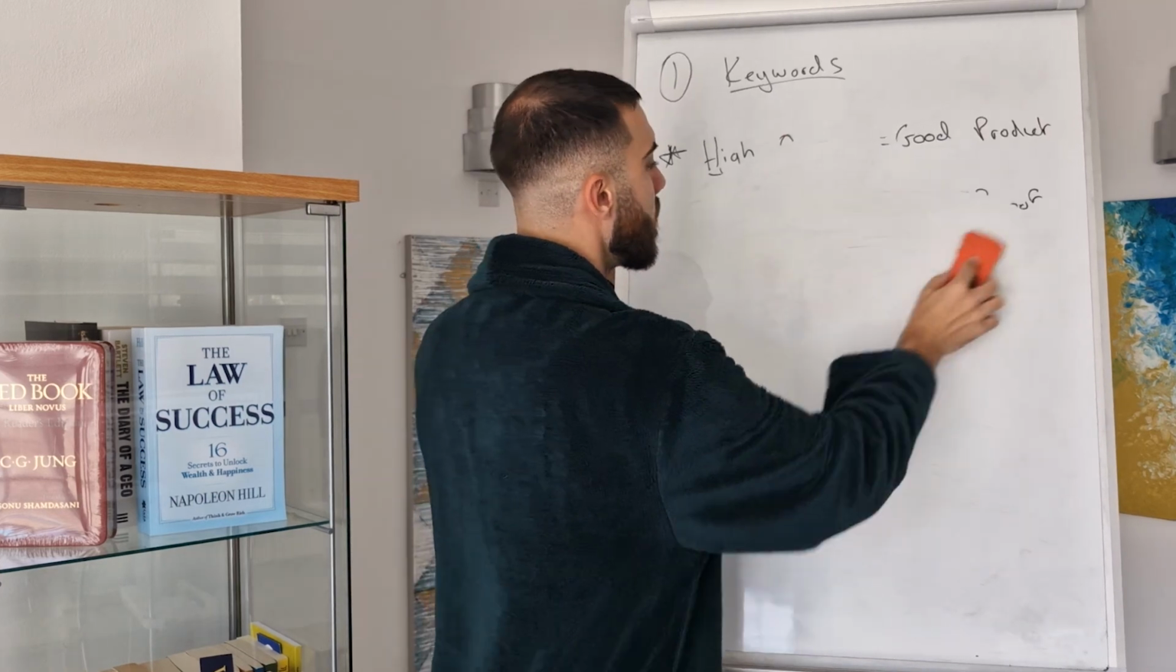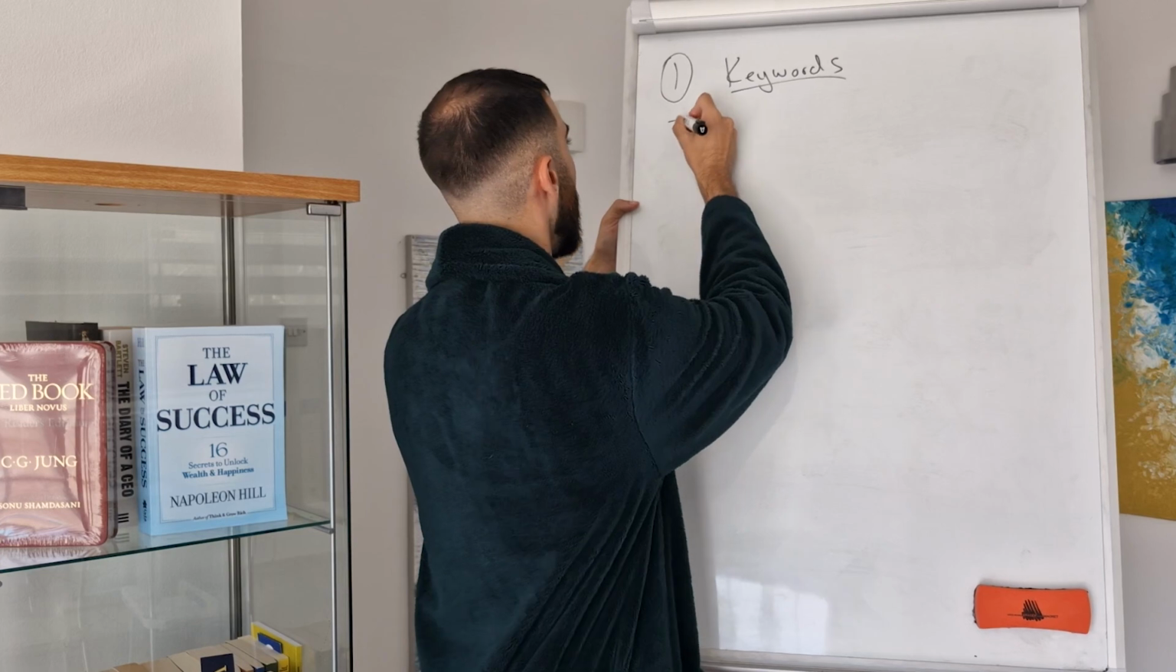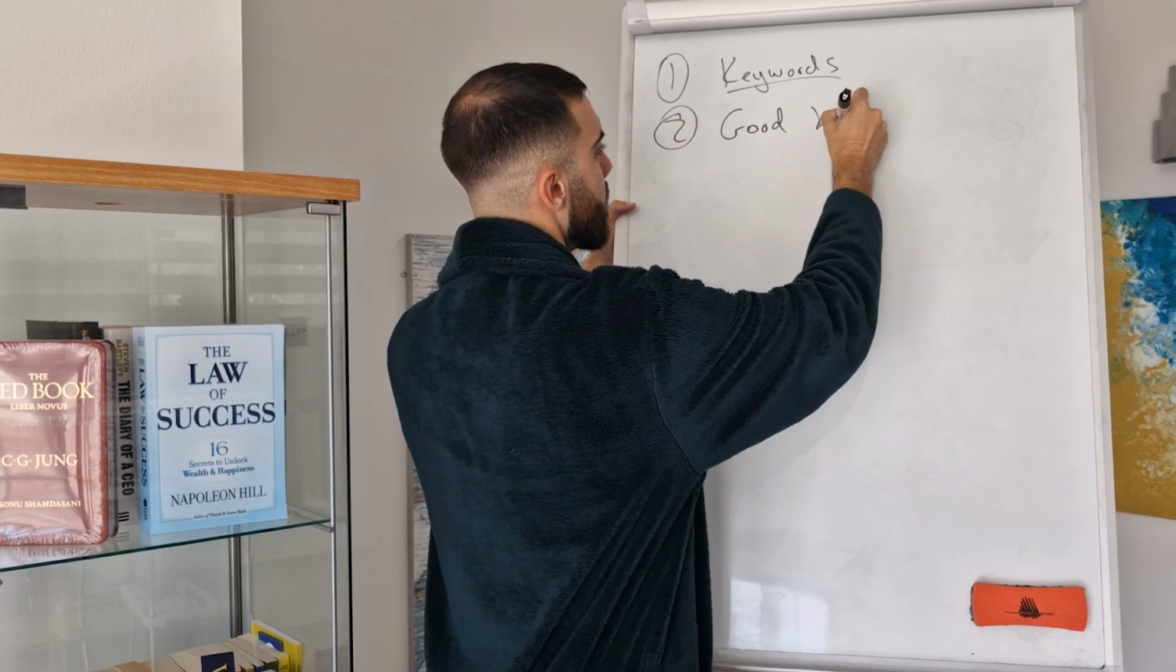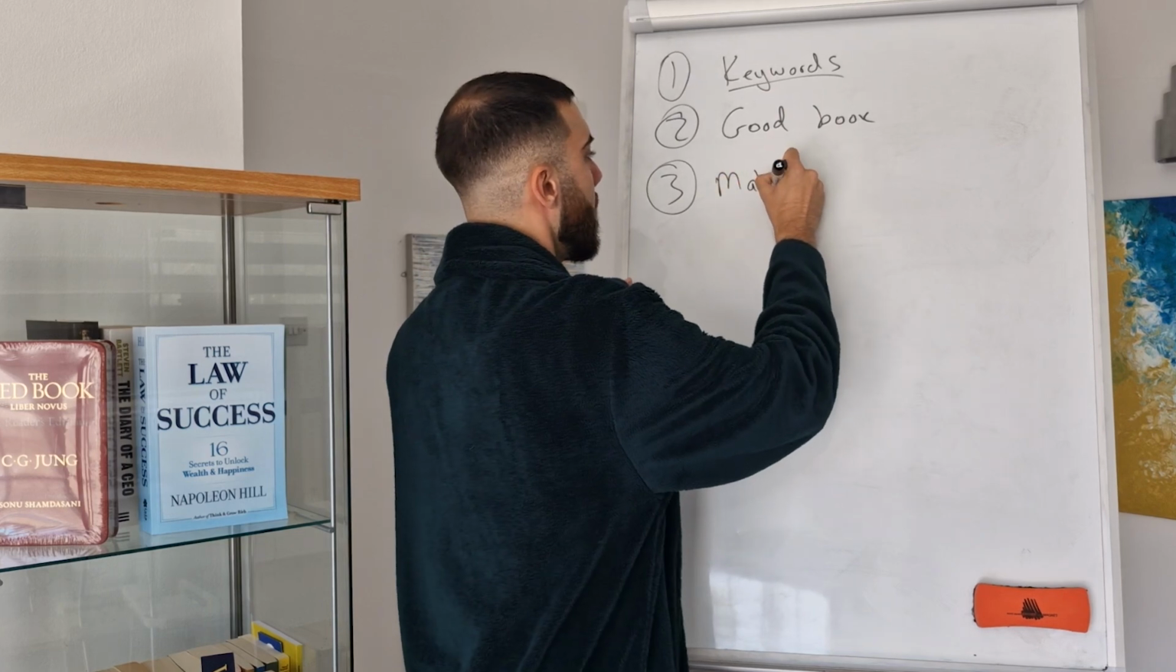Now that the side note is over, let's actually get into the strategy. So you pick the correct keywords. By the way, you have a good book. I just explained what a good book is. Now, what's the third step? The third step is picking your match type.